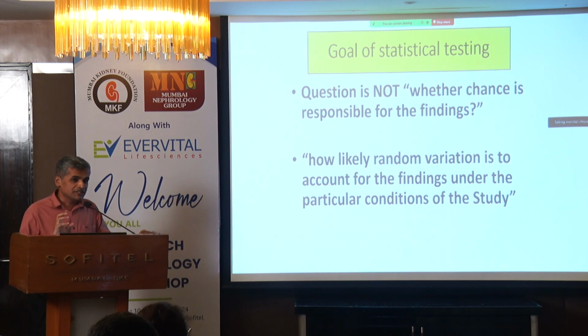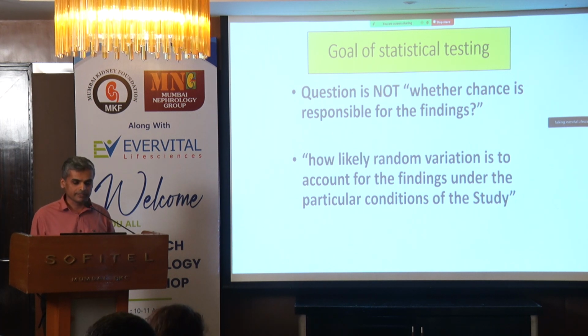So it is very interesting and important to understand that in the goal of hypothesis testing, we are not addressing a question whether chance is responsible for the finding. This is a very commonly misunderstood purpose of statistical testing. We are not asking whether chance is responsible for the finding. We are asking how likely random variation is to account for the finding under the particular circumstances of the study.